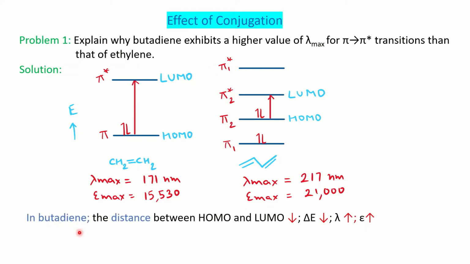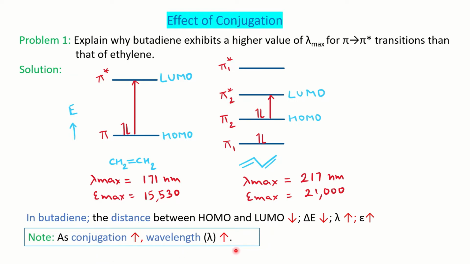You can say in butadiene, the distance between HOMO and LUMO decreases. Therefore, the energy gap decreases. So the wavelength increases and intensity increases. So this is the justification and relationship you can notice. The thumb rule is as conjugation increases, the wavelength also increases. If they ask this type of question, you can justify by using the energy level diagram.